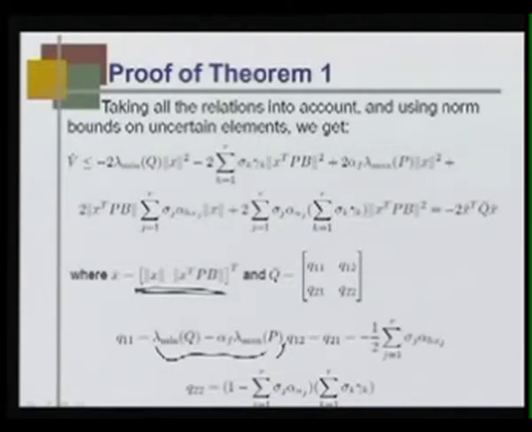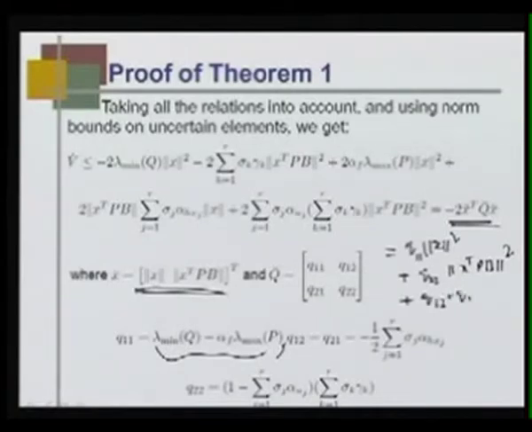You can easily see this quantity, and with the definition of x bar as this, we can write q11 x norm square plus q22 norm x transpose p b square, and you can easily see q12 plus q21 x norm and x transpose p b.